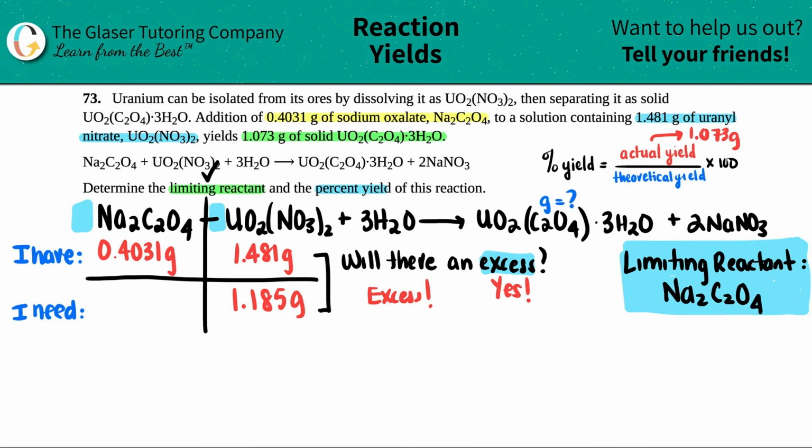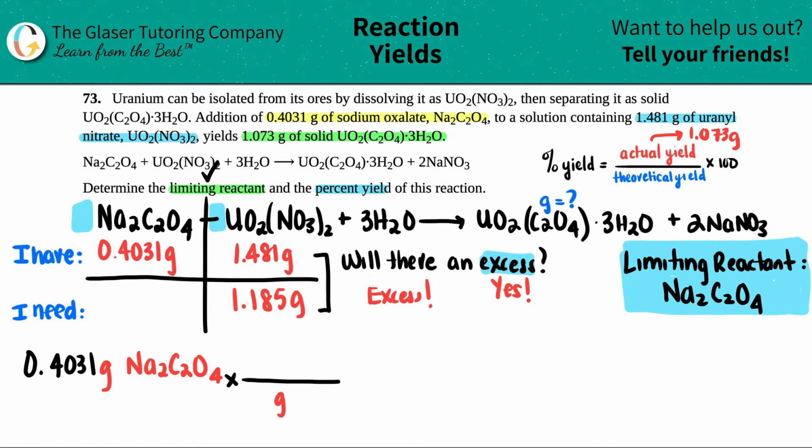So let's do it again. Fun, right? Let's see if we can do it without that little helper, right? We've done these tons and tons of times, so we're good. Maybe I'll put this number in black. Okay, so we have 0.4031, and that's the grams of the Na2C2O4. We have to go to moles, right? We can't convert over to the other compound until we have moles.